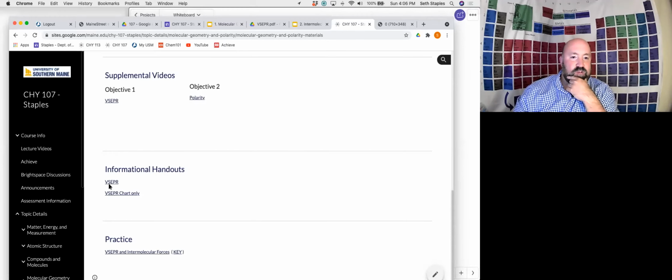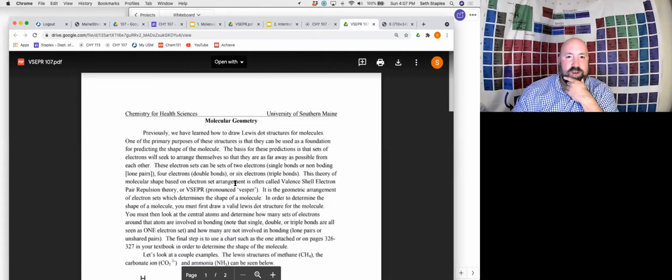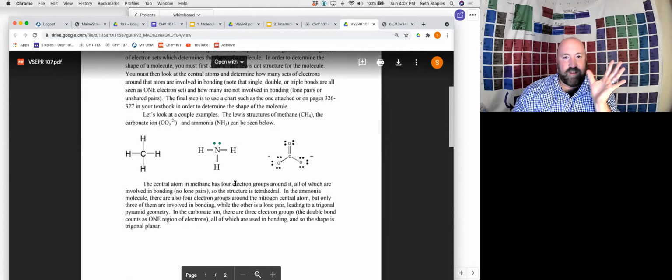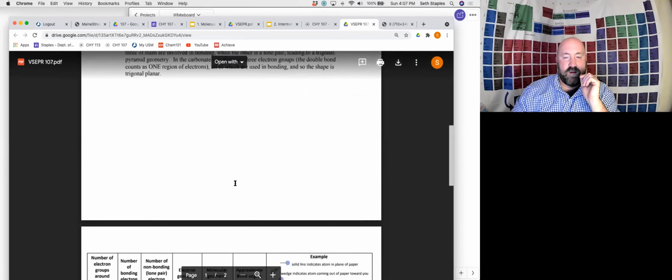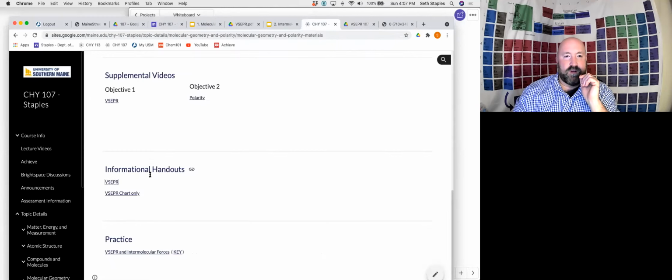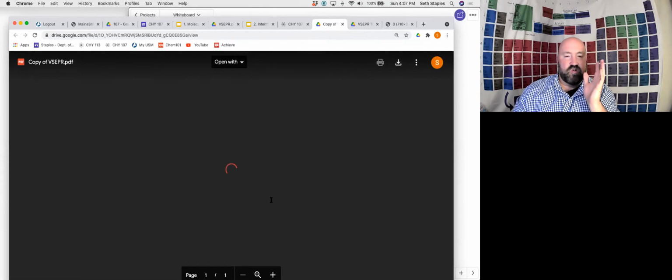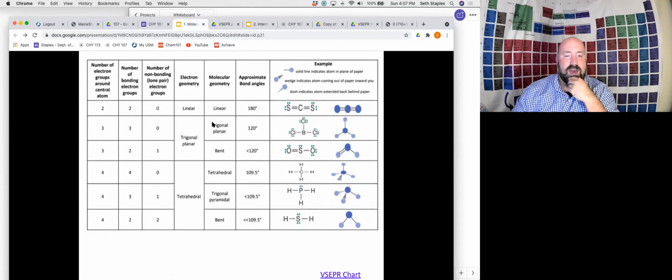And so 2 informational handouts. One of those is just the VSEPR handout. That brings you to a little bit of an explanation as well about VSEPR, a lot of the things that we've just talked about, but then a copy of the handout, but also a VSEPR chart only on that materials page just brings you to the actual handout. So let's look at how we would use that. This is just the first half of it on this first slide.